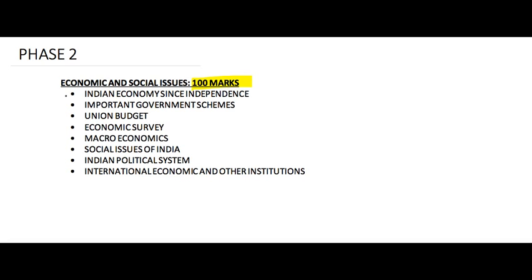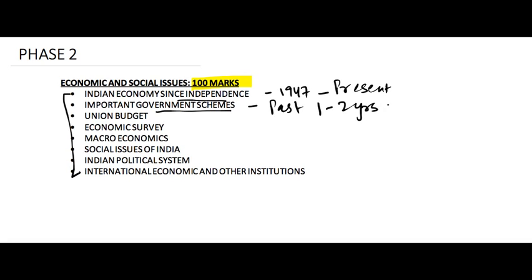These are the important subtopics under economic and social issues. The first is Indian economy since independence. So Indian economy from 1947 to present needs to be covered. The book list will be available in other videos. Next, important government schemes which have been rolled out in the past 1 to 2 years, as well as some evergreen or very important schemes which were rolled out a long time ago but which are still continuing.